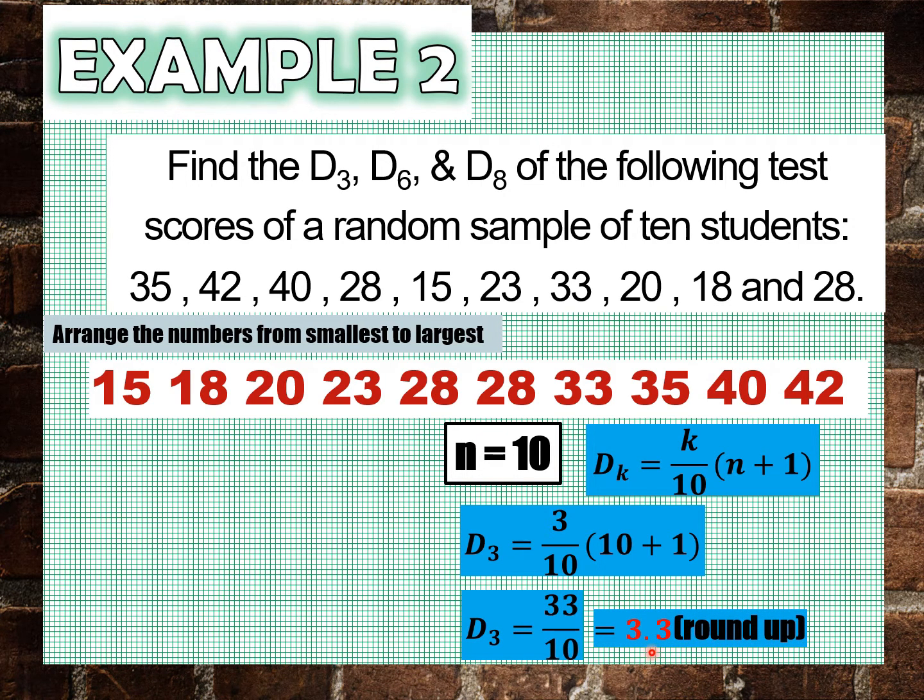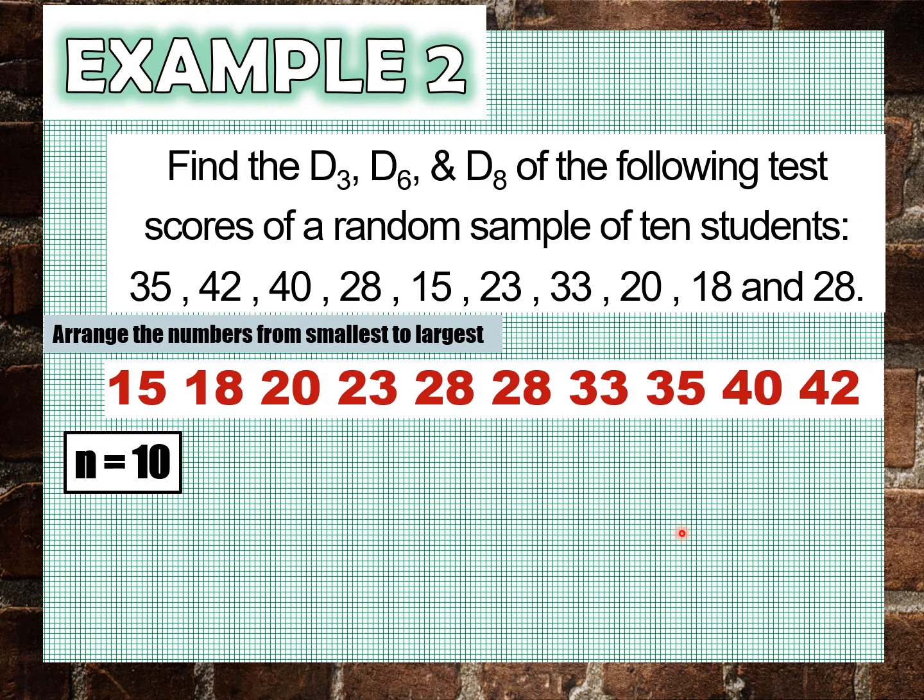So, dahil nasa left side tayo ng decile 5, which is decile 3, kailangan nating mag-round up. So, it means yung pang 4th data or yung pang 4th score, yung ating 3rd decile, which is 23.